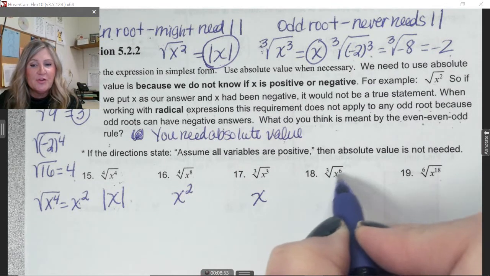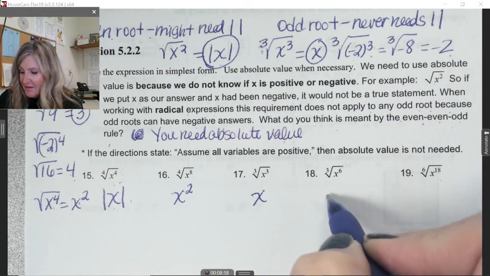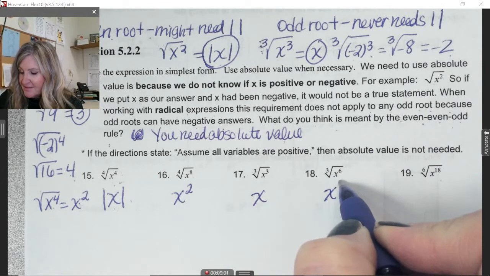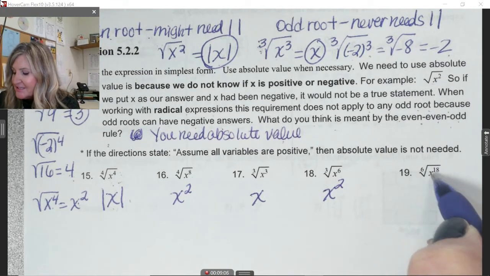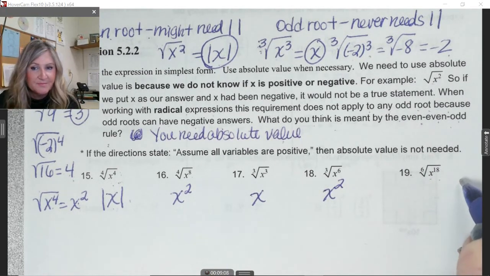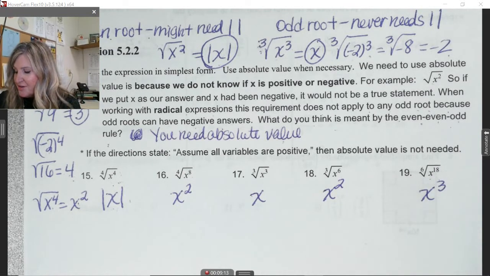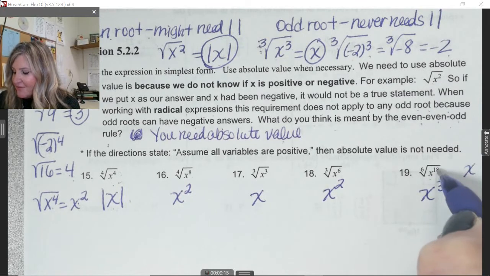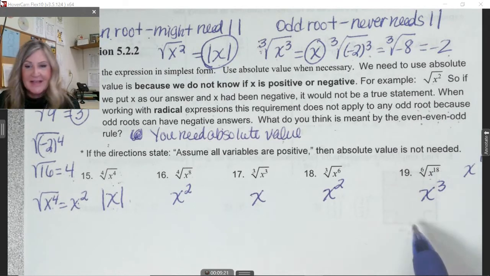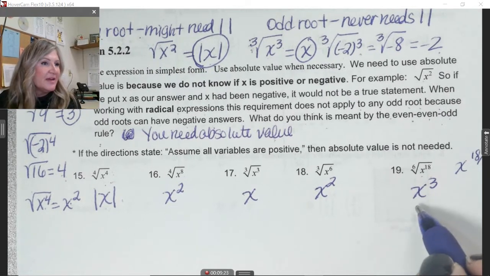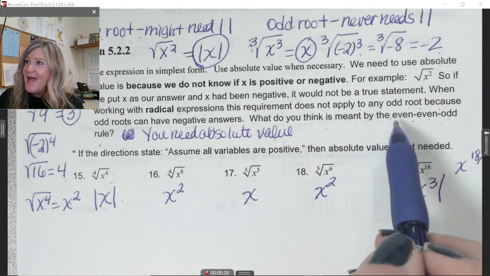Okay, what about the cube root of x to the 6th? What's that answer going to be, guys? X to the 2nd. Do we need absolute value? No. Okay, what about the 6th root of x to the 18th? X to the what? X to the 3rd. Here's how we're getting that, you guys. All you have to do is take this power and divide it by the root. That's how we're getting it. Do you think we need absolute value? Yes.